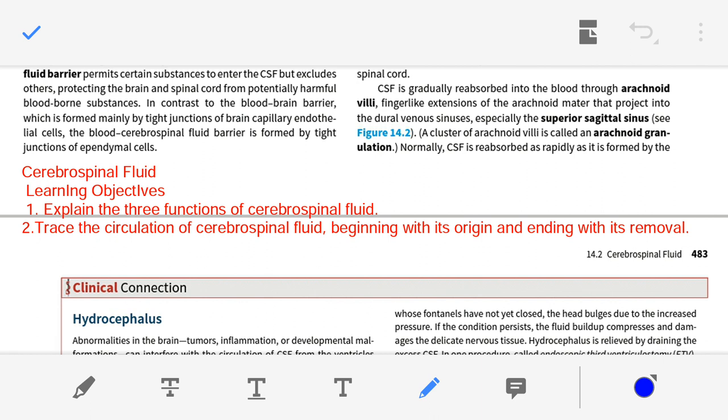I welcome you to the presentation lecture on cerebrospinal fluid. Learning objectives, what we are going to discuss in this lecture. First of all, we are going to discuss the functions of cerebrospinal fluid, what role the cerebrospinal fluid is playing for our brain and spinal cord. Then we are going to trace the circulation path of cerebrospinal fluid.